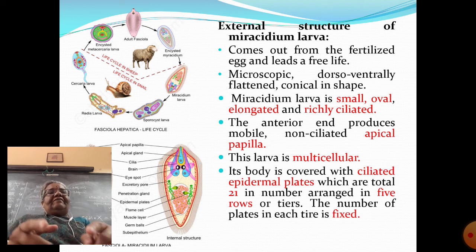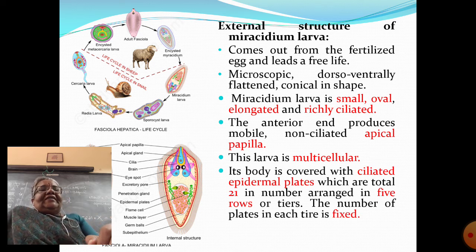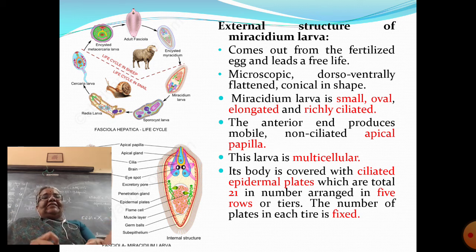The body is covered with ciliated epidermal plates, very important, and you can count the plates. I will show you in the next slide. There are a total of 21 epidermal plates. It is fixed, 21 epidermal plates, and please note these plates are arranged in 5 rows or tiers. I will let you know a little later. And the number of plates in each tier is fixed.